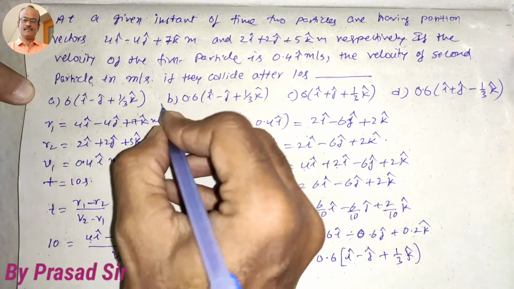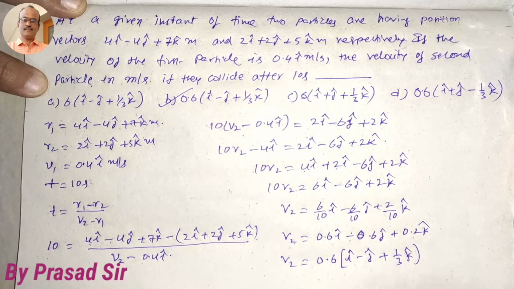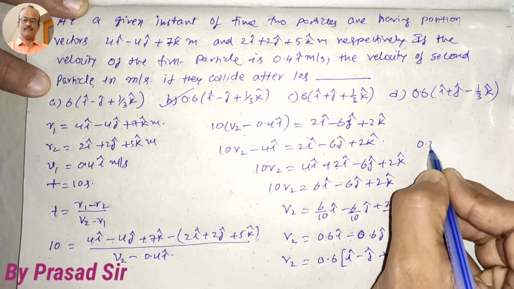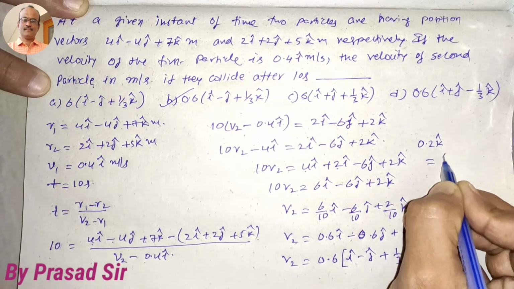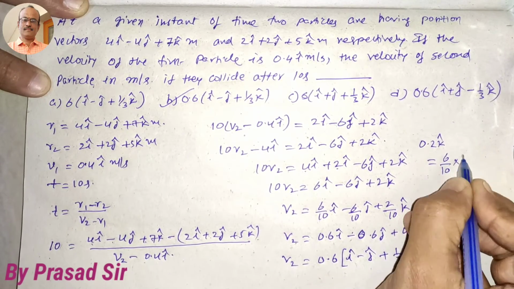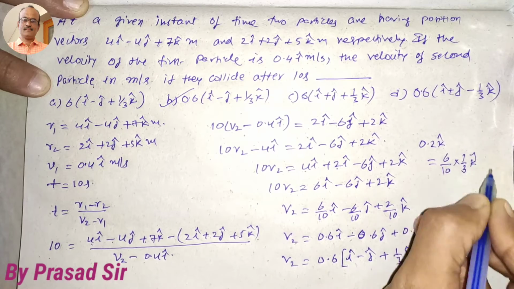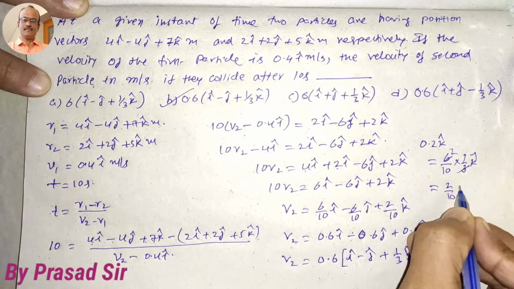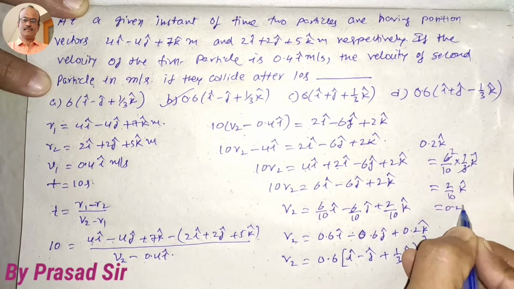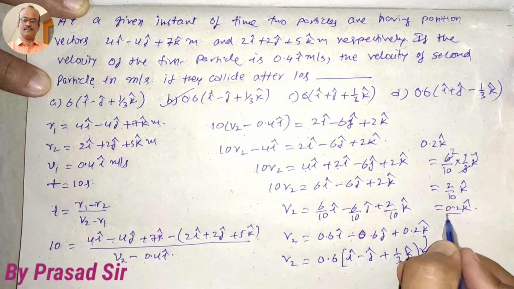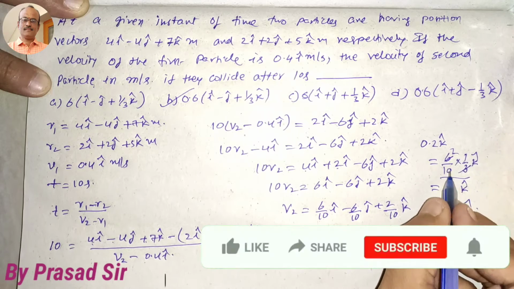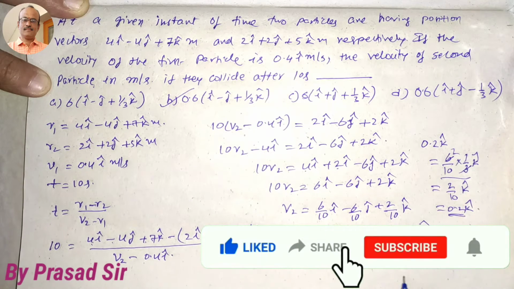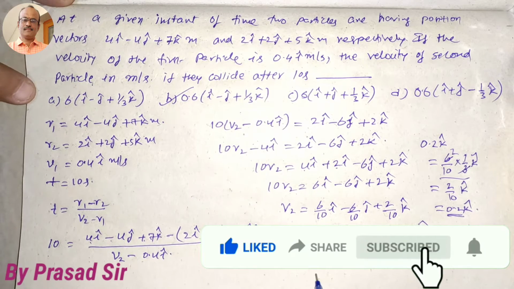So which option is correct here? B is correct. Here is how it came: 0.2 k cap can be written as 6 by 10 into 1 by 3 k cap. That is 2 by 10 k cap, or otherwise 0.2 k cap. That's why 0.2 k cap can be written as 6 by 10 into 1 by 3 k cap. So 6 by 10 is nothing but 0.6. So which option is correct here?